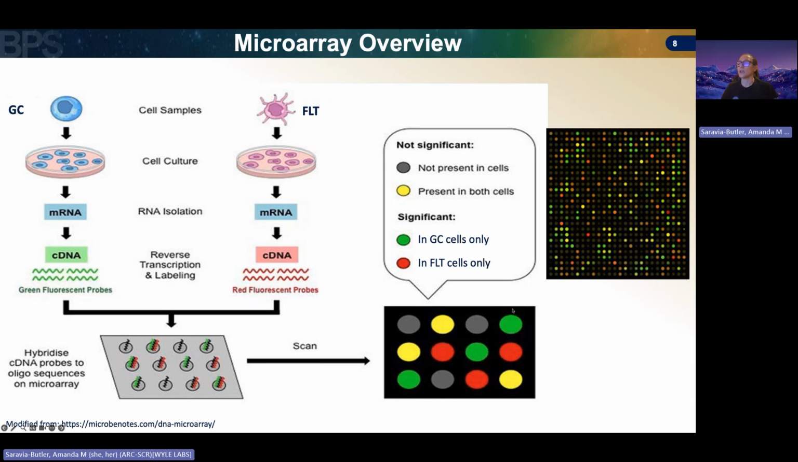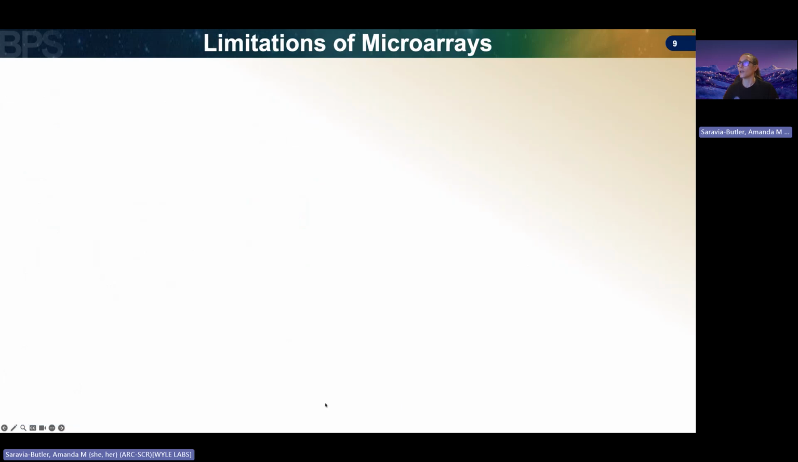So again, this was great because you could have dozens of thousands of spots on each one of these chips. So you can look at 20,000 plus genes on a single chip here, which was great, and be able to determine of two samples which one had a higher expression than the other. However, this technology also comes with its set of limitations.